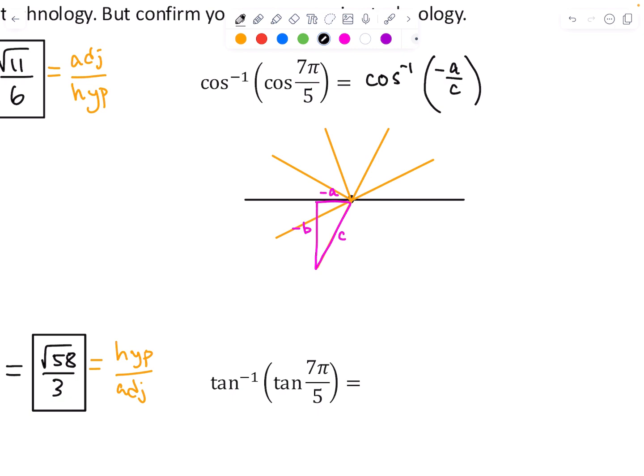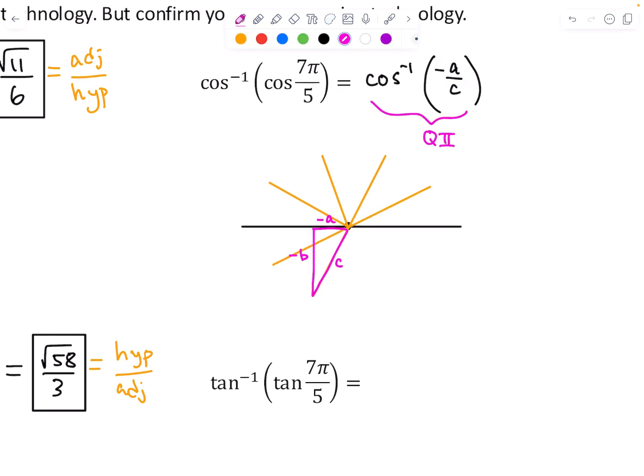Now whatever these values are, we want to just do the inverse cosine of this. However, inverse cosine will only give me an answer that's in the first or second quadrant. I cannot use a third or fourth quadrant angle. Furthermore, because this ratio would certainly be a negative ratio, since cosine is negative in the third quadrant, the inverse cosine would have to give me an angle somewhere in the second quadrant. The cosine of this angle I'm looking for is negative a over c.